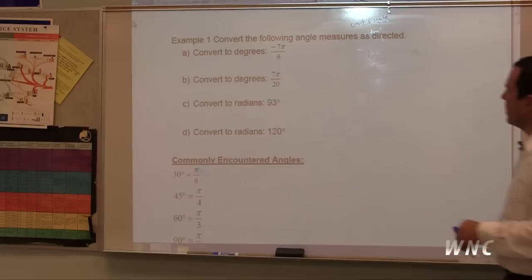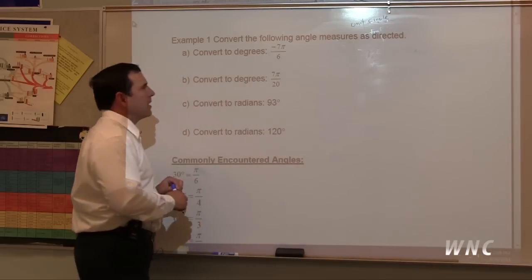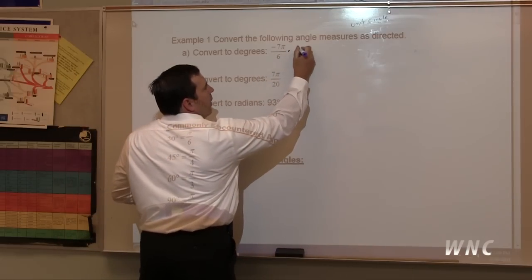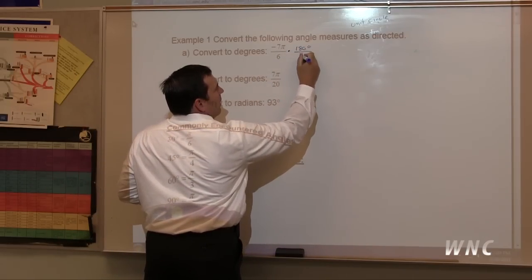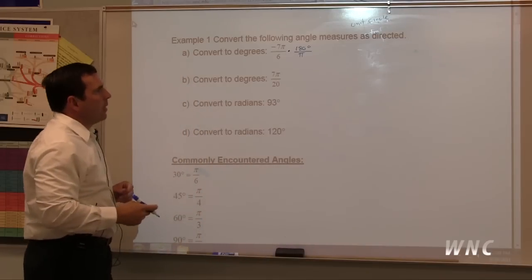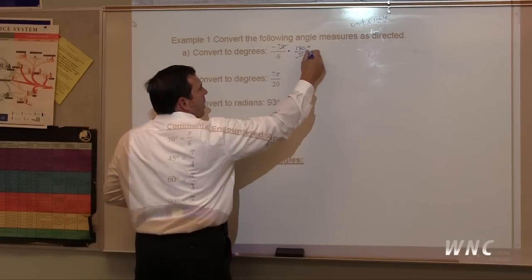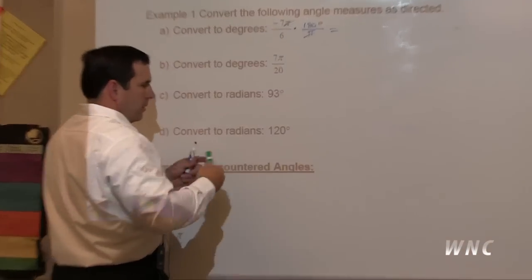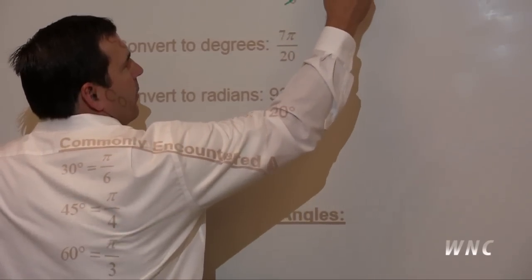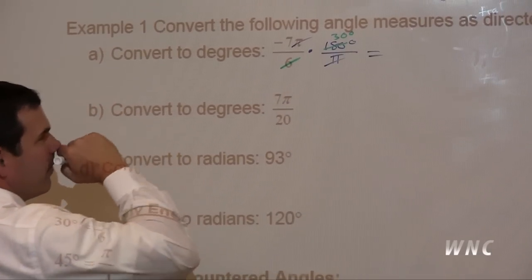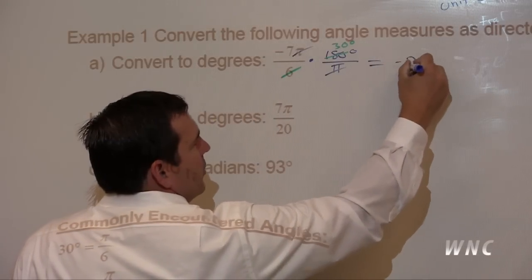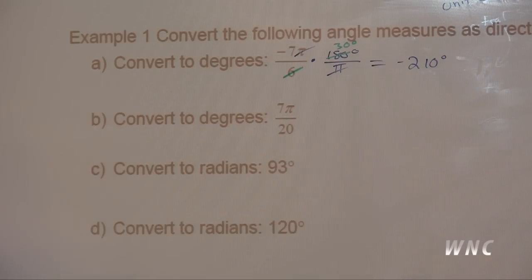Okay, convert negative 7 pi over 6 to degrees. So we're going to multiply this by 180 degrees over pi. Now notice I have pi on top and pi on bottom. I also have 6 down below, so I can reduce 6 with 180. That leaves 30 degrees. So negative 7 times 30 is negative 210 degrees. So that was converting that to degrees.